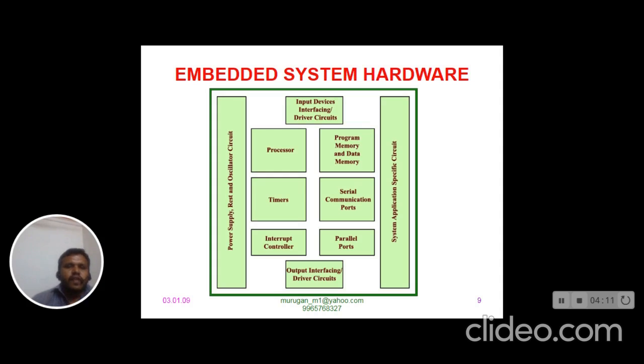In this we have input devices, that is, the interfacing devices and driver circuits. From the interfacing devices and driver circuits, we connect a processor, a program memory and data memory, and timers, serial communication ports, interrupt controller, parallel ports, and output interfacing and driver circuits.